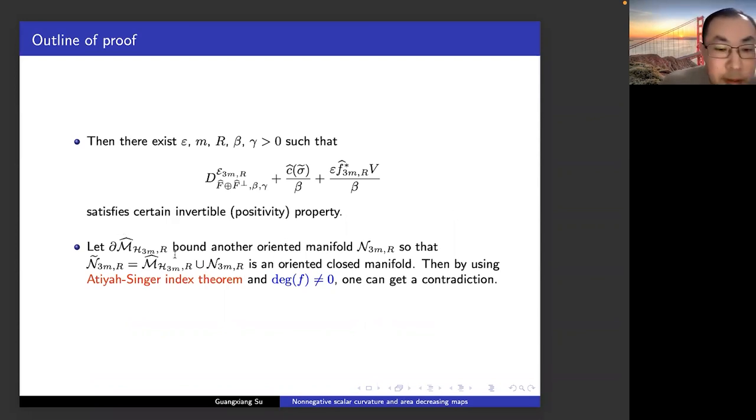As what has been done in Zhang and Arnold's paper, we let the boundary of M bound another oriented manifold, and we glue these two manifolds. We get an oriented closed manifold. Then we also use the index theorem, and the degree of f is non-zero. We can also get a contradiction. So this is the key estimate of our proof.